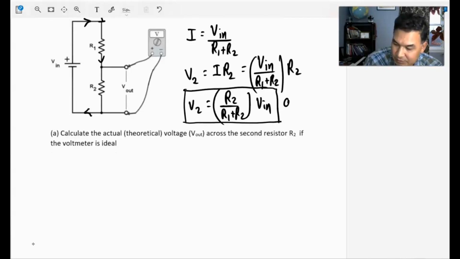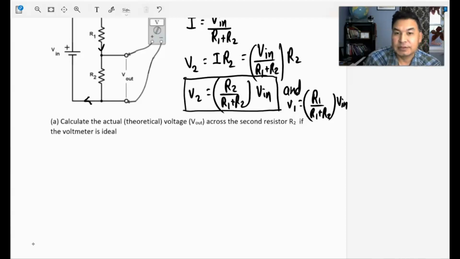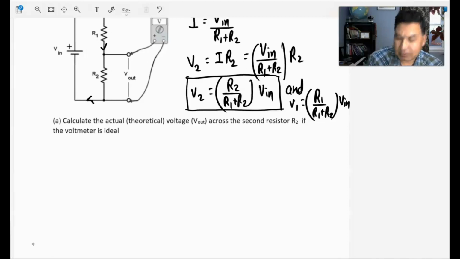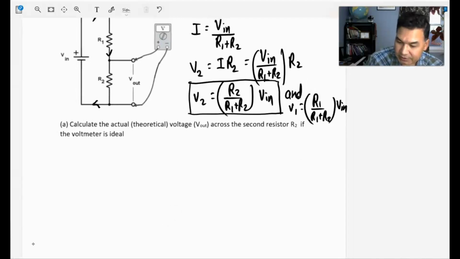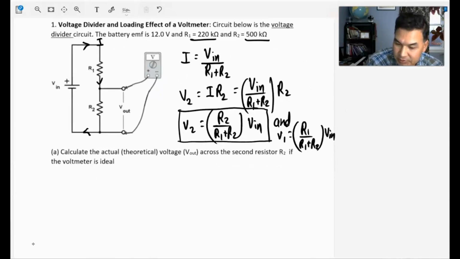And if you want to find the voltage across, let's say, the first resistor, V1 will be, from the same technique, R1 divided by the total resistance R1 plus R2, times V in, right? So let's solve this problem. Let's find out the actual numbers, because that's what we're supposed to do. You're given all these numbers.